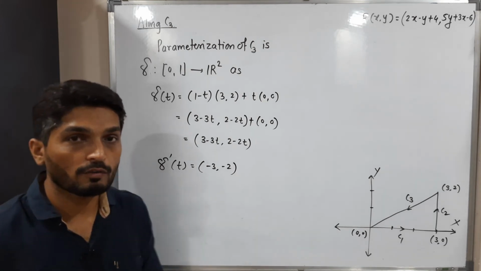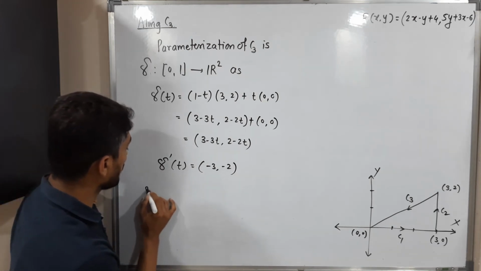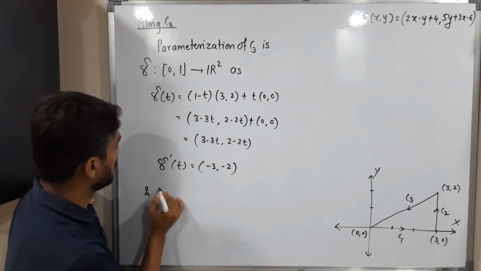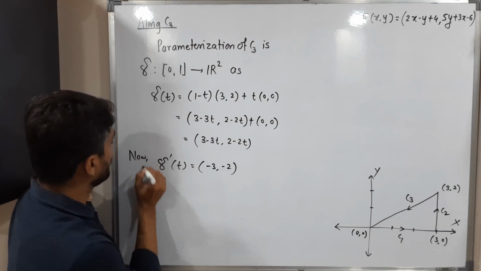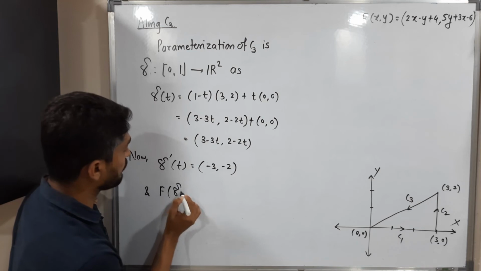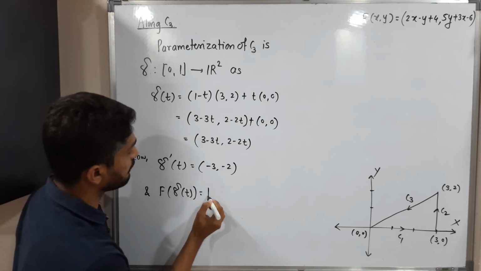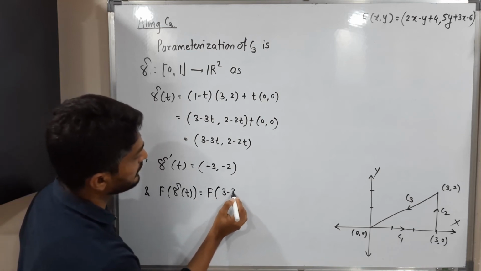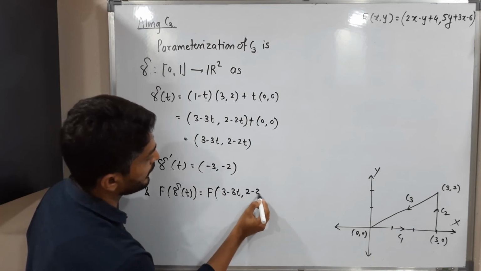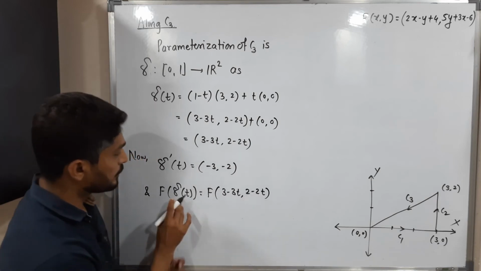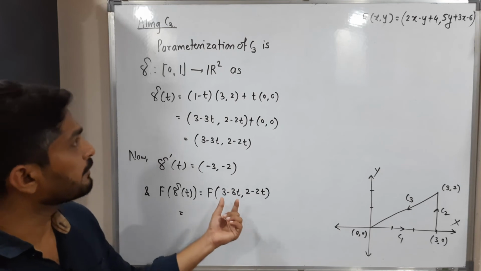So let us find f of gamma of t. F of gamma of t. Let me put gamma of t here first. F of, what is it? 3 minus 3t and 2 minus 2t. So gamma of t I put here. So what is the definition of f?